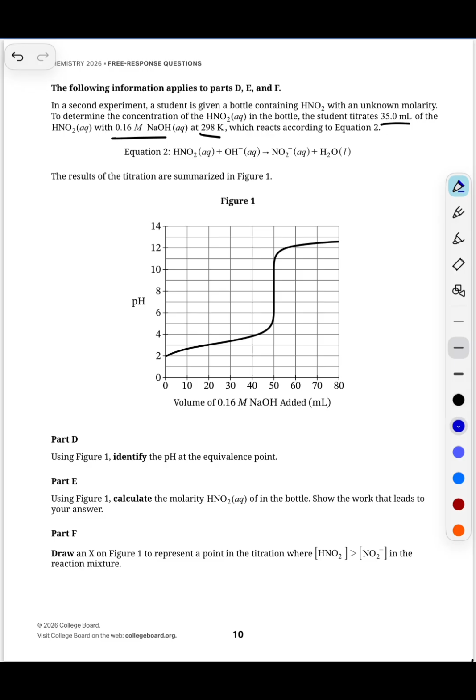Part D, they want us to use the graph, figure 1, to identify the pH at the equivalence point. So we have this range here, and then we want to see, well, what is the midpoint? And it looks like this is going to be our pH at the equivalence, so our pH is going to be equal to 8. They just want us to identify, no justification needed, pH is equal to 8.